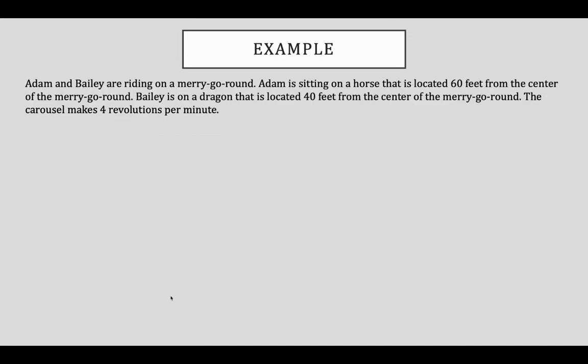There's our linear speed. Let's look at another problem involving circular motion. Adam and Bailey are riding on a merry-go-round.